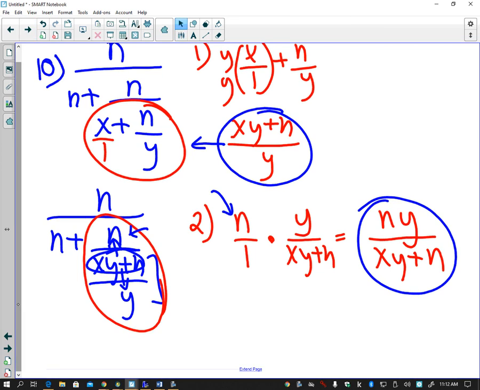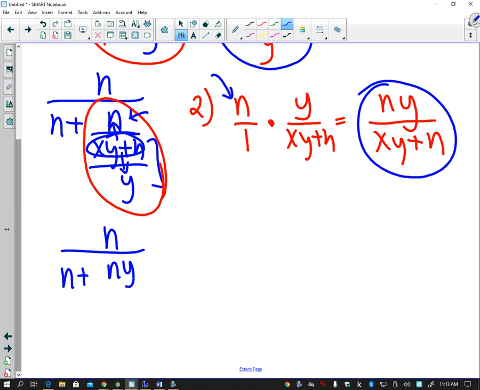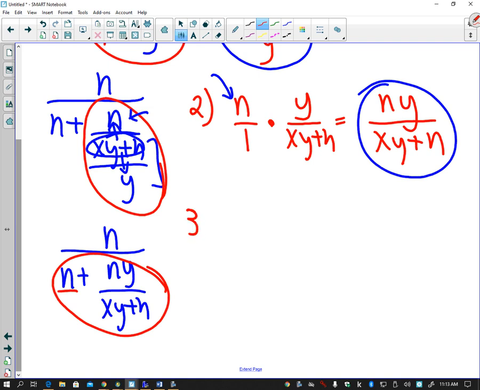All right, this is taking too long. So we need to take that answer and plug it in. Rewrite n over n plus our new fraction, which is ny over xy plus n. So now this is the new problem. Step 3: n over 1 plus ny over xy plus n. What do I have to have in order to add fractions? What is the common denominator?